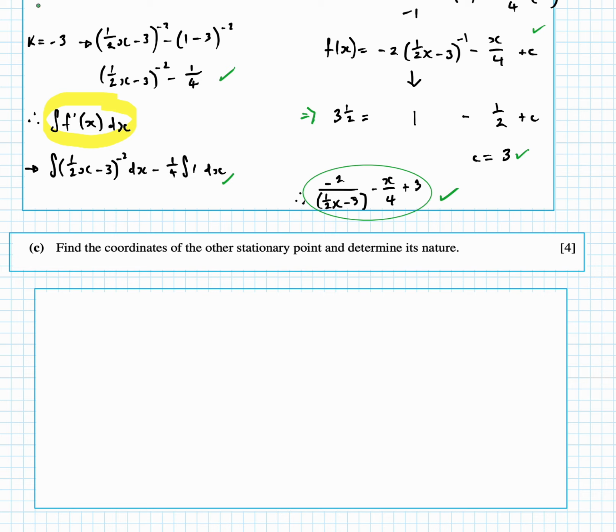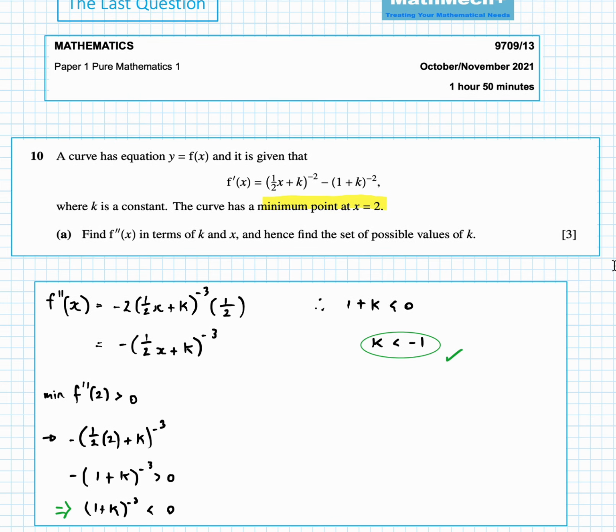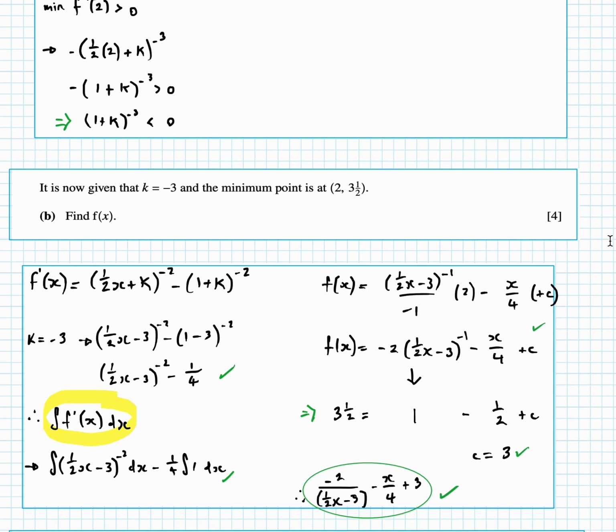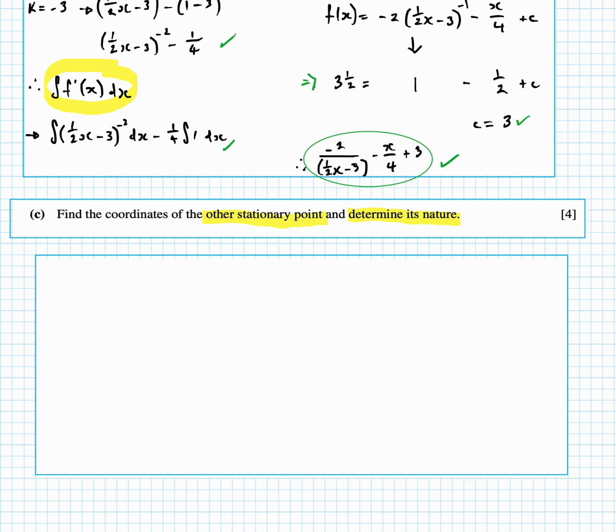Part C, we have to find the coordinates of another stationary point. So we were given a minimum at x equals 2. And we also have to determine its nature. We'll use the second derivative for that. So just looking back over everything, make sure. So we're going to use our f prime of x, and I'll just redo something basically. I'll plug in our k was equal to -3, just to make it clear.